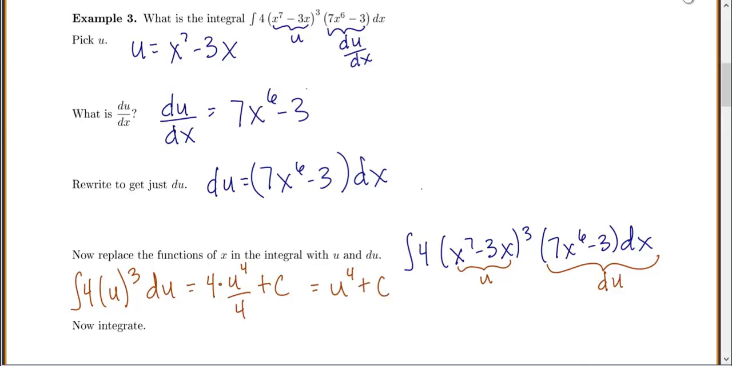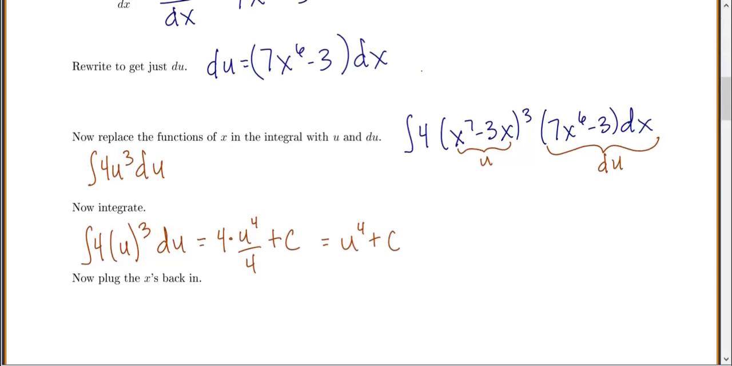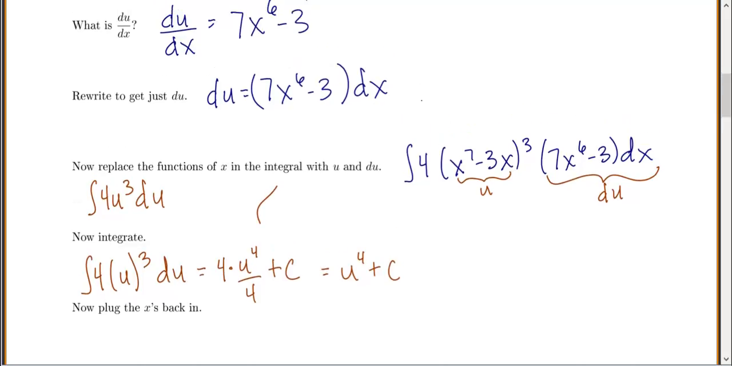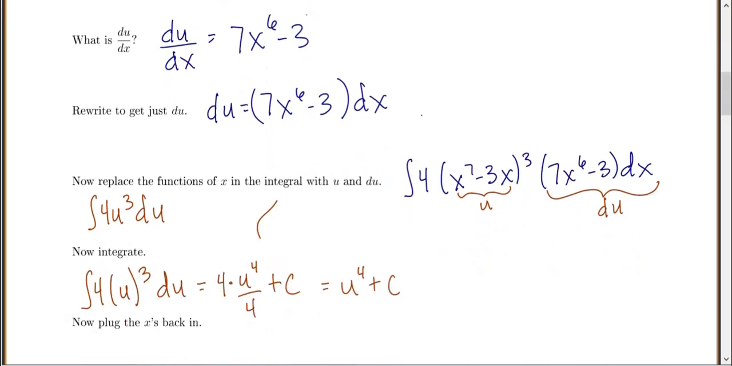Oh, and I actually meant to write that below. So I was just going to rewrite it to where it's just 4u cubed du. And then we integrated and we found out it's just u to the 4th. But my original problem had x's, not u's, and so my final answer should be in terms of x's and not u's. So come back up. What was u? u is x to the 7th minus 3x.